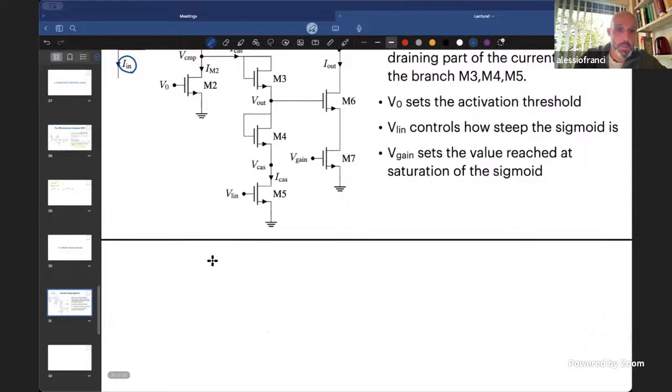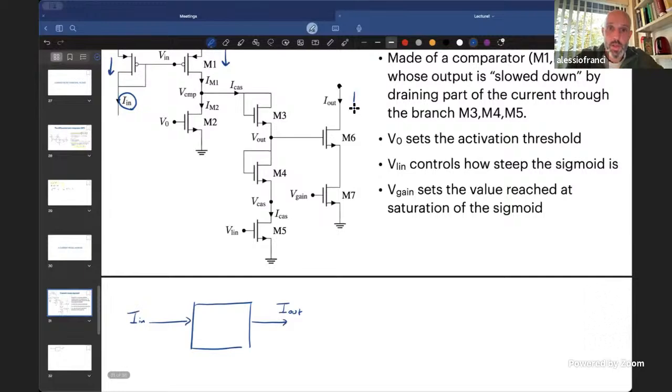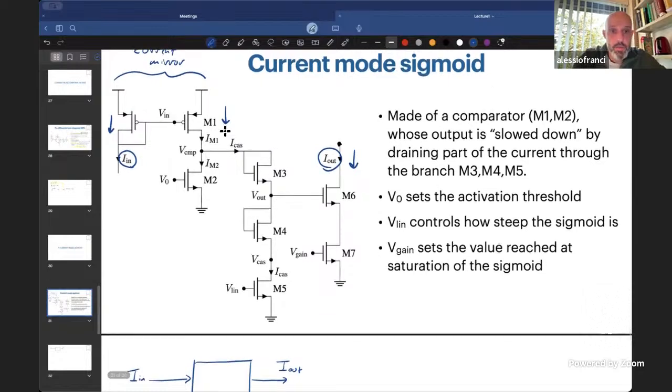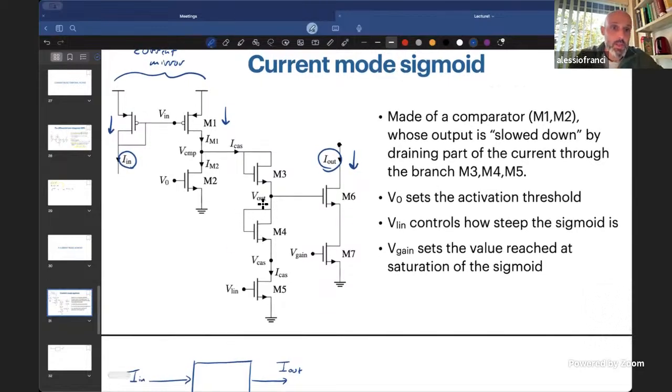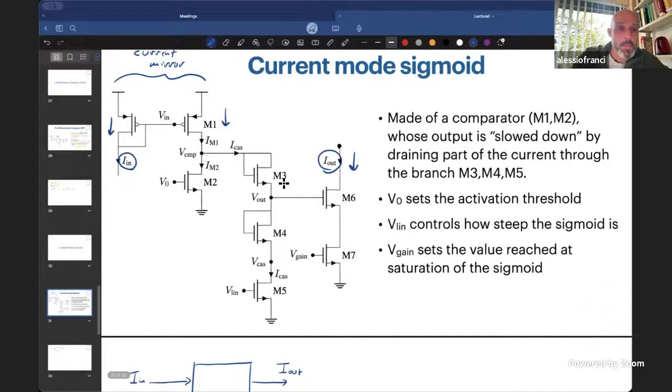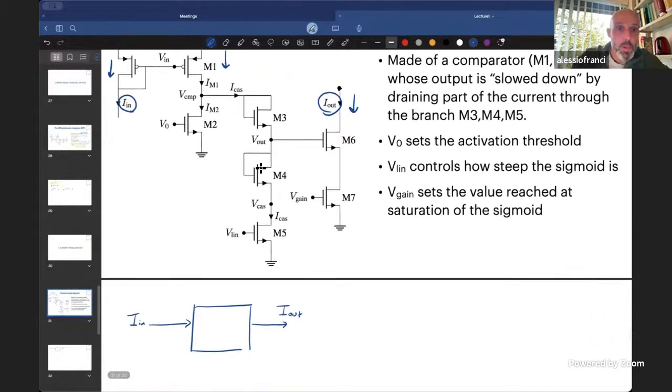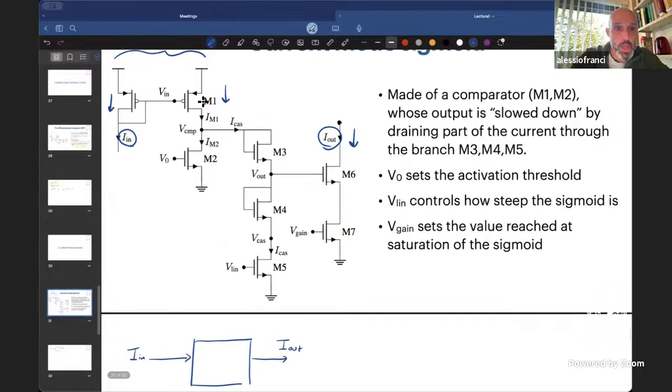So if we start to represent this as a block diagram, you have the current I in that enters and the current I out that comes out of it. So the current that flows here is your output. And in between, you have this circuit which looks complicated, but actually what's going on is quite simple, in the sense that first of all, the pair of transistors M1, M2 is what's called a comparator.